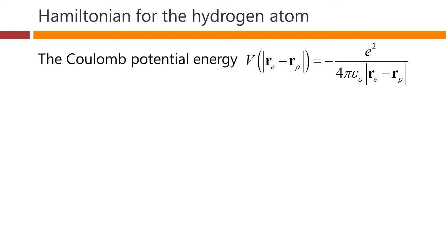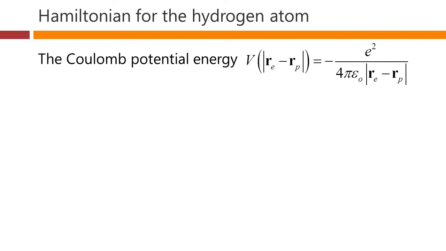We've chosen the origin of the potential energy to be such that there would be zero potential energy associated with the electron and the proton if they were infinitely far apart. As the electron moves towards the proton, it's sort of running downhill towards the proton, as it were. It's losing energy, so the potential energy is negative. It would take energy to pull the electron away from the proton, and that's why this energy is negative.